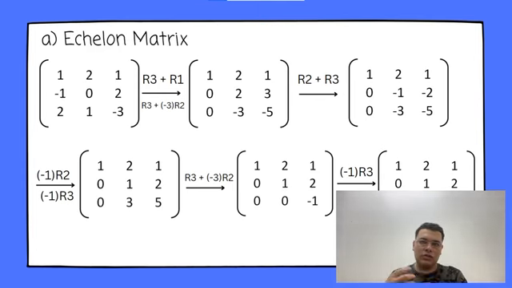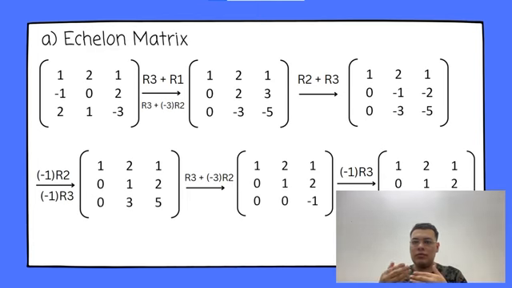Then we can start working on row number 2. We can add row number 3 to row number 2 to make it negative 1. So R2 plus R3 gives us in the second row 0, -1, and -2. Then we will turn this negative 1 into positive 1, so we can have the leading one. So we will make negative 1 R2 and negative 1 R3. Now we have the matrix [1, 2, 1; 0, 1, 2; 0, 3, 5].